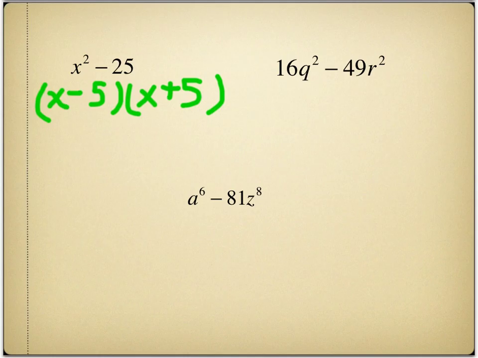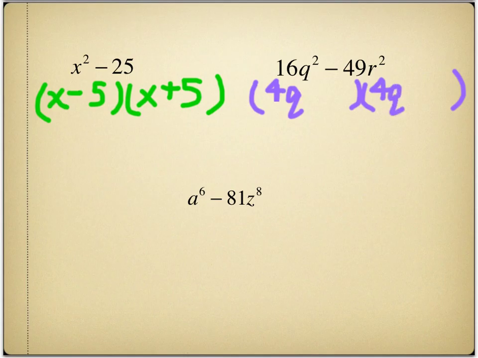Alright, let's look at another one here. Next one. No perfect squares here, so then I make my sets of parentheses, and sure enough it's going to be 4q and 4q that goes there. Square root of 49r squared is 7r and 7r, and then we have one minus sign and one plus sign.